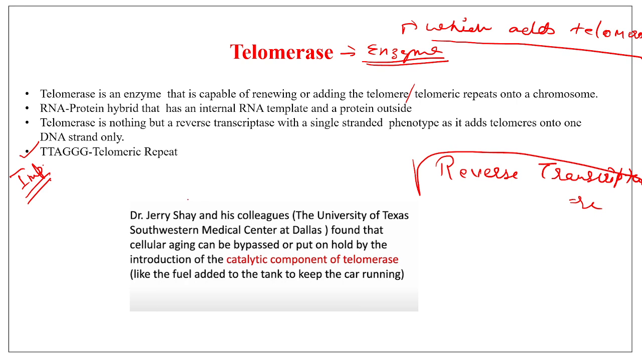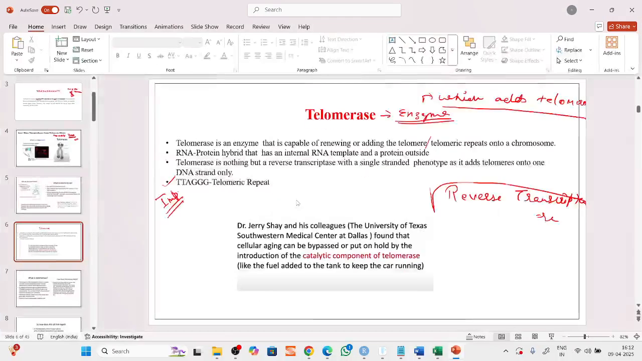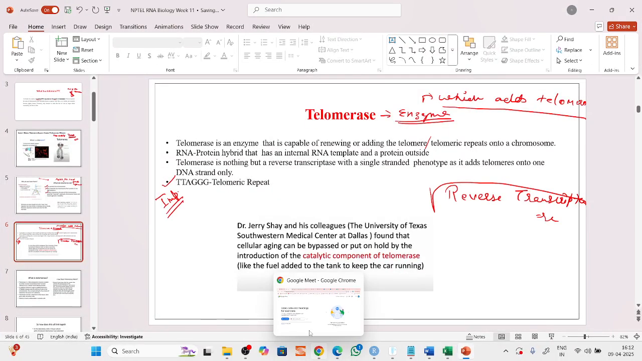Now, Dr. Jerry Shea and his colleagues found that cellular aging can be bypassed or put on hold by the introduction of the catalytic component of telomerase. So what is the meaning? Cellular aging, the death of the cell, is happening because telomeres are getting shortened by each round of cell division. And as telomeres get shortened, the cell has to die, because then what will happen?